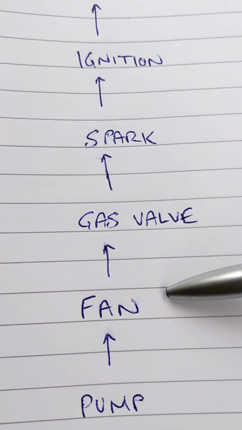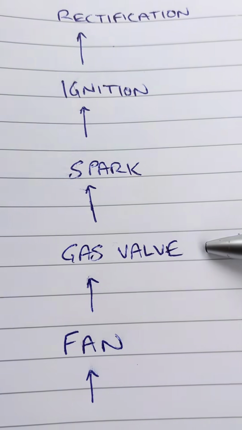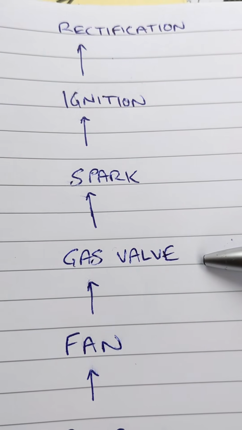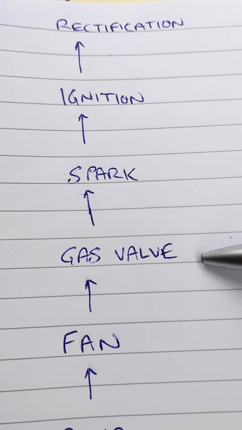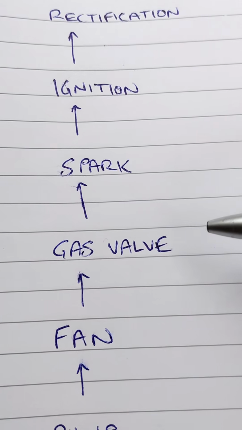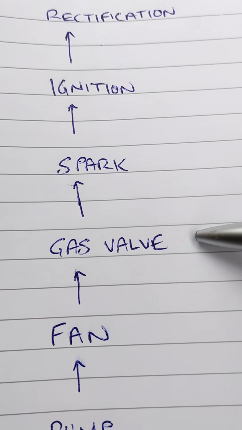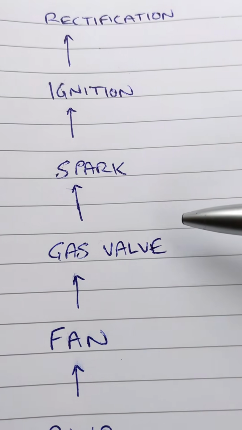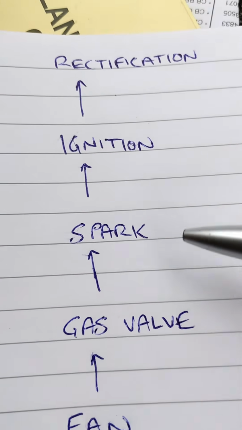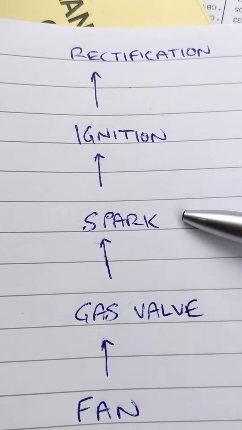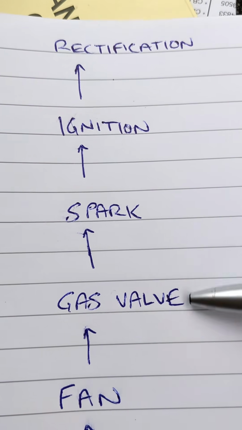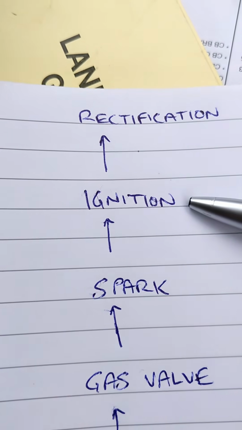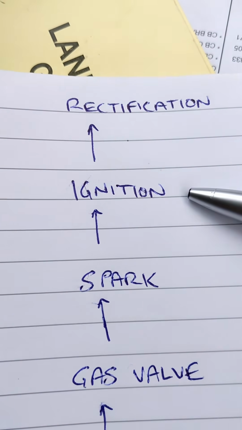So once the fan's running, you should then hear the gas valve open. This might be like a clunk or a little click, which will tell you that the gas valve is opening. Obviously you can test it with your U gauge, but that will be when you want to actually test the gas valve itself. Once the gas valve is open, you should then hear the electrodes sparking. And if they're sparking correctly and the gas valve is open correctly, you should then get ignition. So you should see flames within the burner or within the main heat exchanger.